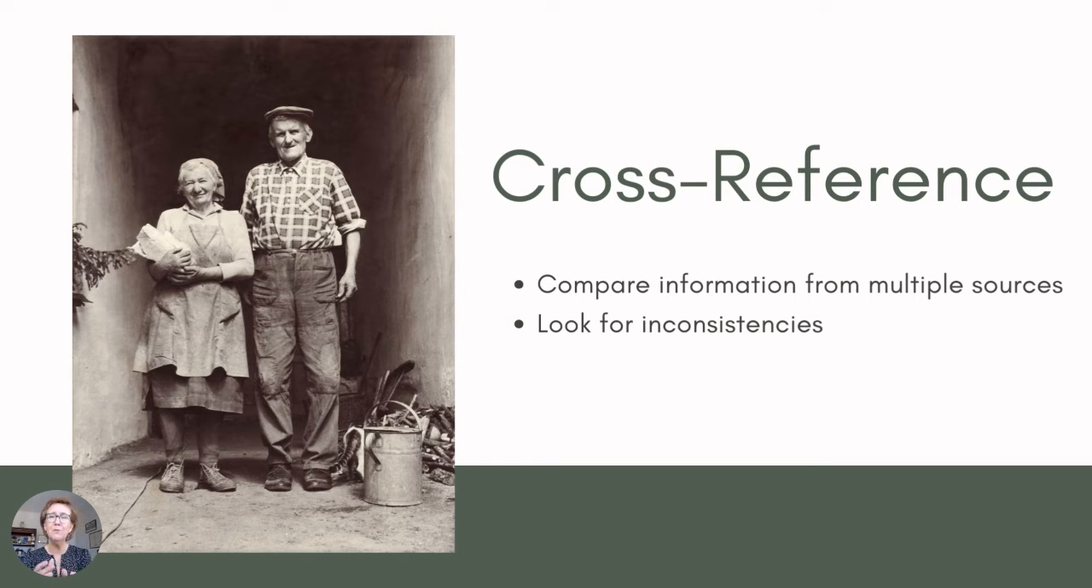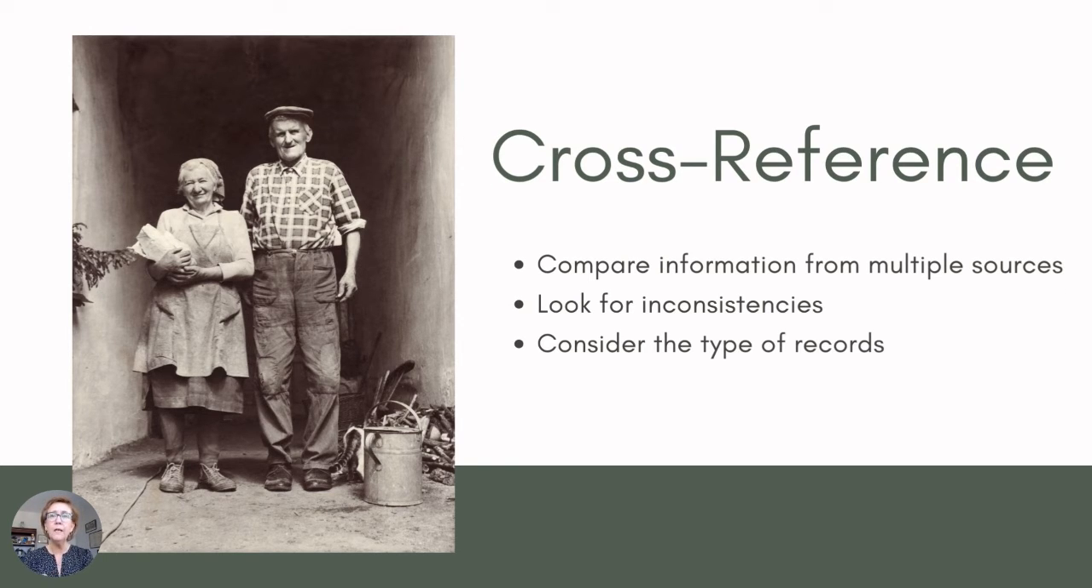So you want to think about who would have been taking that information, who was providing it, and how that would have been. So look for those inconsistencies and consider why you're seeing them. And again, you want to consider the type of record, as we mentioned before. Is it a primary source of information, like a birth certificate, or is it a little bit more of a family story type of information?